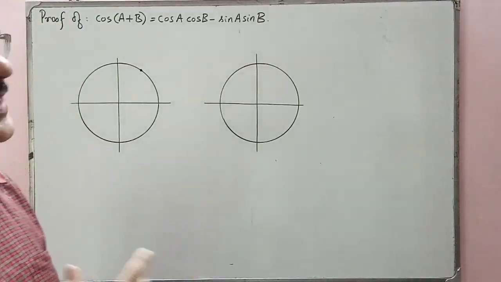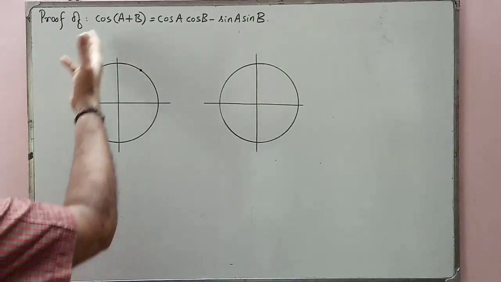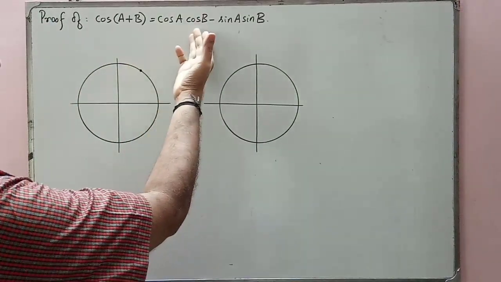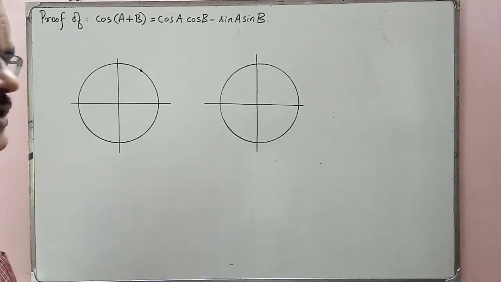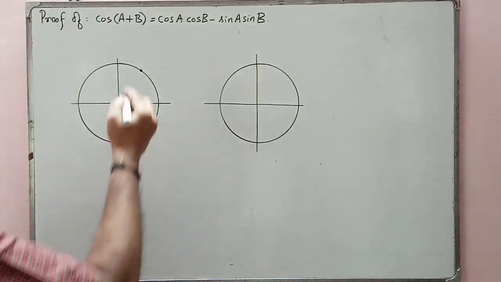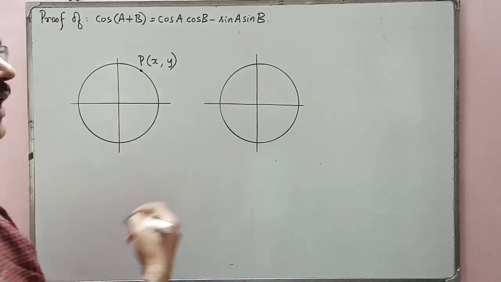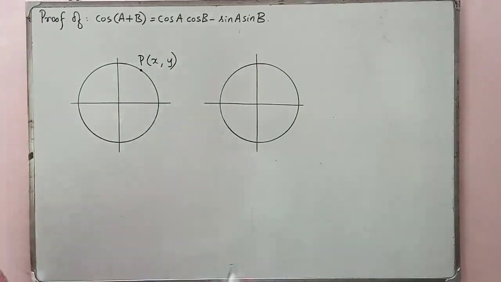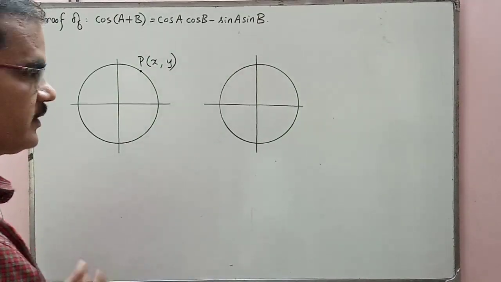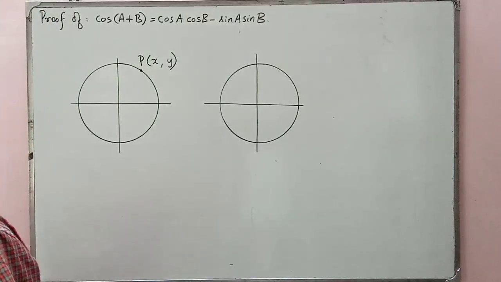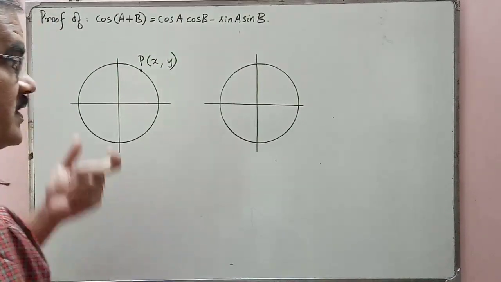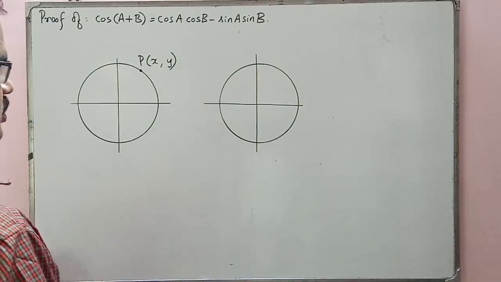Let us see one example to understand the proof of cos of a plus b equals cos a cos b minus sin a sin b. Children, in lower classes, we used to mark a point with x coordinate and y coordinate. But in higher classes, we used to do it with the trigonometric ratios as cos x, sin x. Now, let us see how it is described. Let us first understand that and then we'll go to the question.